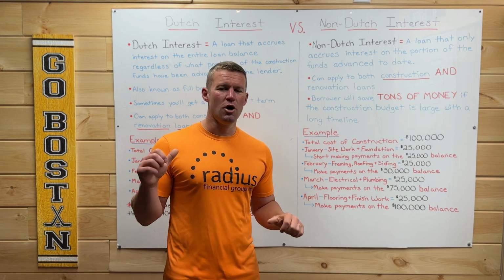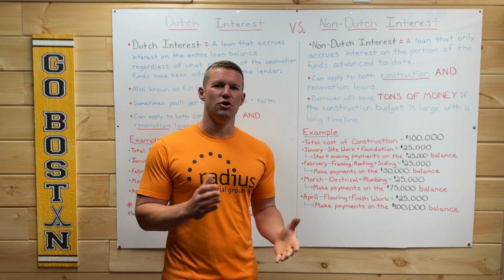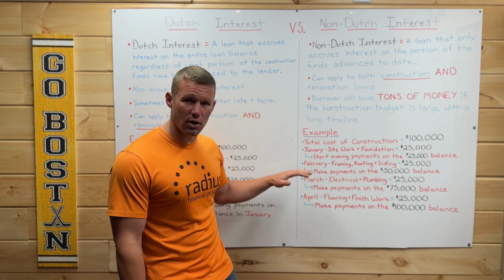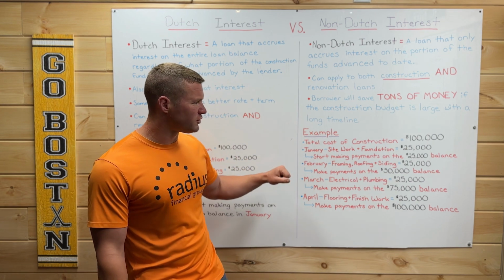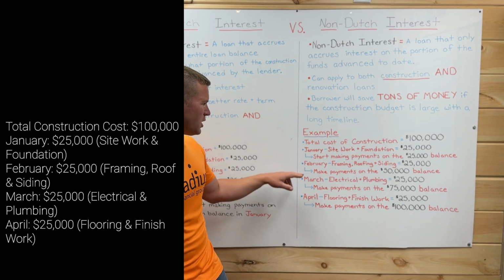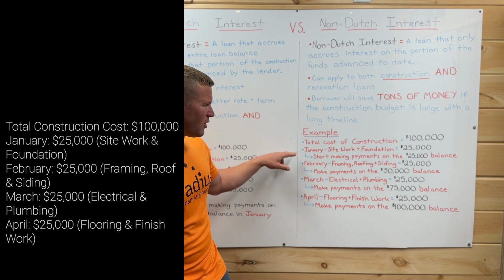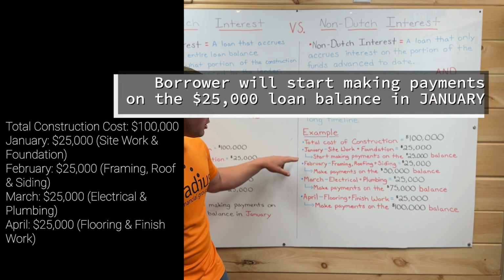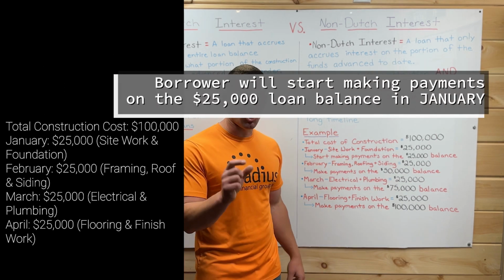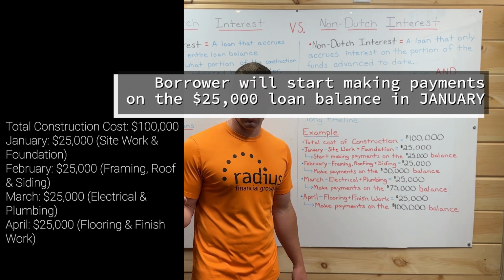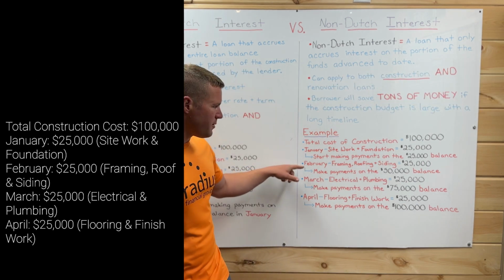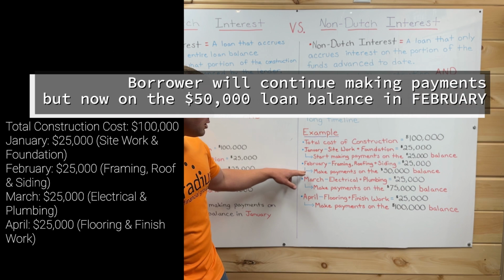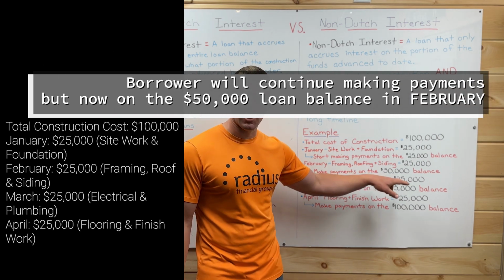Like we talked about before, in both examples, we're going to be building a new home that's going to cost $100,000, and the timeline is going to look the same, January to April. In January, we're doing the site work on the foundation, which is going to cost $25,000. So starting in January, the borrower is going to start making payments on that $25,000 balance, okay? Move forward to February, we're doing framing, roofing, and siding. That's going to cost an additional 25 grand. So now the borrower is going to make payments on the $50,000 balance.